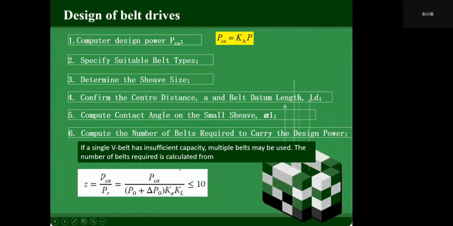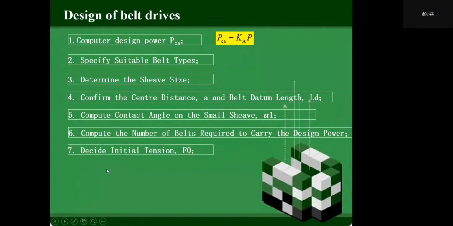PCA, we can obtain PCA from this equation, KA times P. P is the power, and KA we can obtain from the table. And PR is P0 plus delta P0, times K alpha, times KL. We also can obtain P0, delta P0, K alpha and KL from tables. And the number of belts should be less than 10.